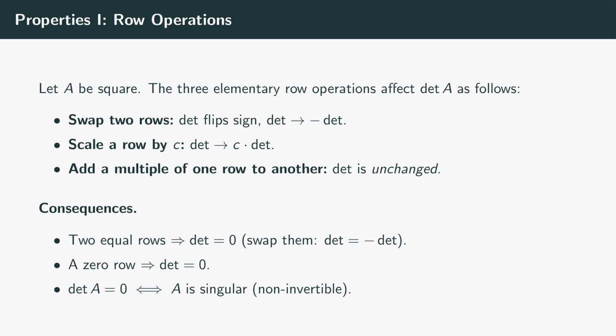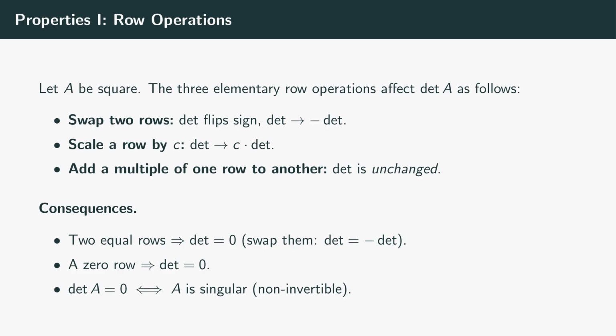Now the properties, and the most important ones concern row operations, the same three moves we used in elimination. First, swapping two rows flips the sign of the determinant. Second, scaling a single row by a number c multiplies the determinant by that same c. Third, and most usefully, adding a multiple of one row to another row leaves the determinant completely unchanged. Hold on to that third one, because it is the key to fast computation.